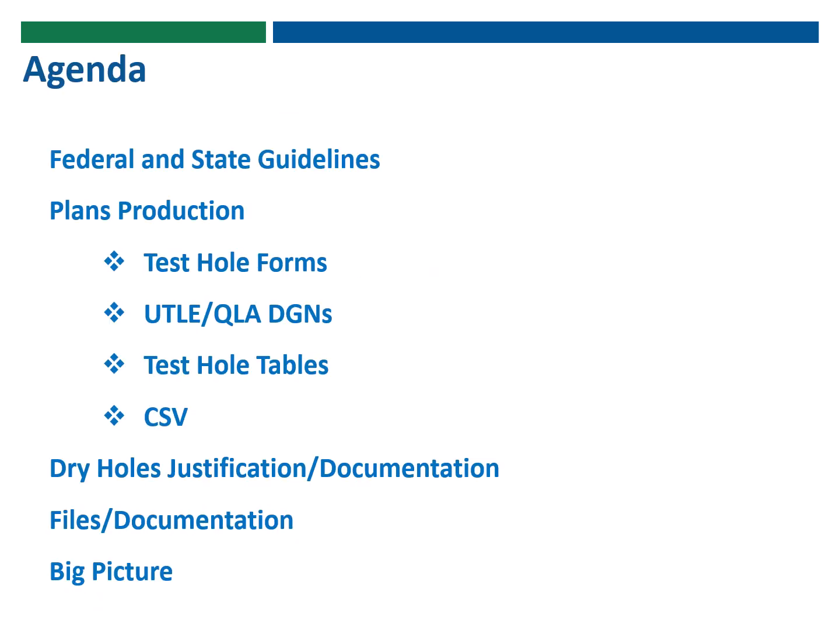During this training, we will cover federal and state guidelines, plans and productions. Within plans and productions, we will cover test hole forms, UTLE and or QLA DGNs, test hole tables, and CSV files, dry hole justification and or documentations, files and or documentations, and the big picture.